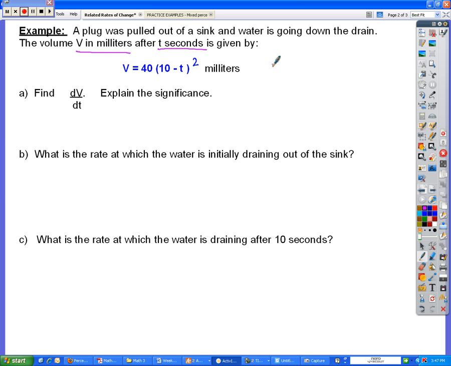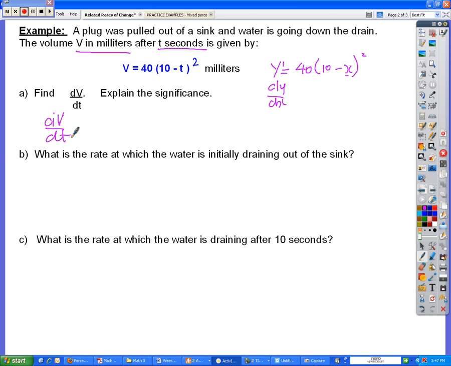Well, if this was y equals 40 times (10 minus x) squared, we'd call that dy dx. How does y change with respect to x? But of course we don't have x and y, we have t and V. So we're going to find dV dt using our skills of differentiation.